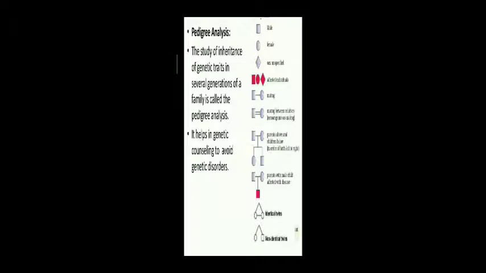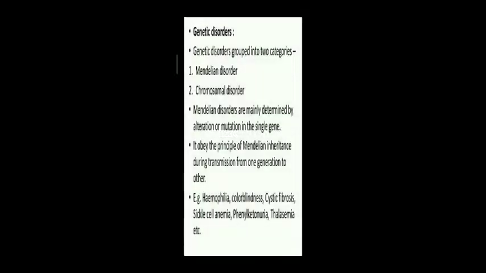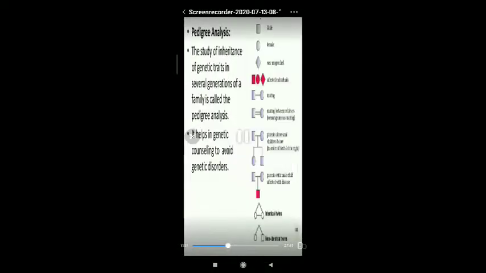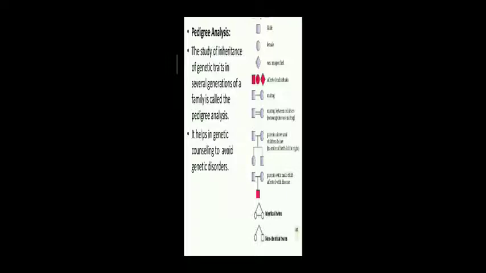The symbols used in pedigree analysis are given here, that is square for male, round for female, then diamond shape for sex unspecified, then the shaded one for affected individuals, then the line between the square and circle shows the mating, then 2 lines between the male and female shows the mating between relatives, then above are the parents, and below shows the progeny, right?